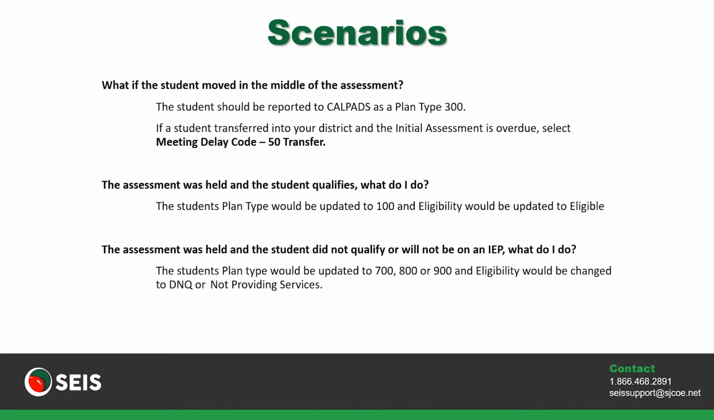If during that initial evaluation it was determined that the student was not eligible for special education, or they were found to be eligible, however, the parent decided to place the child fully in a private school, no services from the district, or maybe they just declined the IEP, they just declined the offer, or of course, then your 900 is just not eligible. So in those cases, you would just update the plan type appropriately and then submit the student change form to have your district change the eligibility status to DNQ or not providing services.